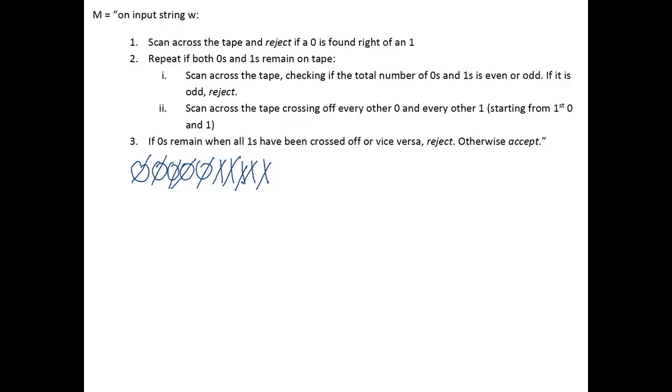So stage 3, if zeros remain when all ones have been crossed off or vice versa, reject. Well, there's no remaining zeros and there's no remaining ones, so we would accept. So we accept this string.